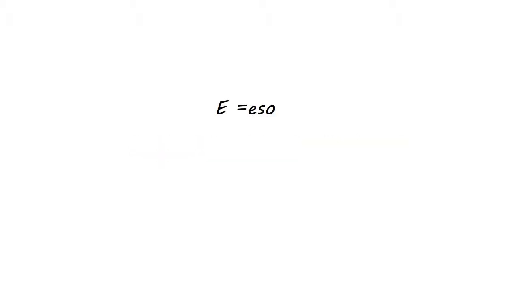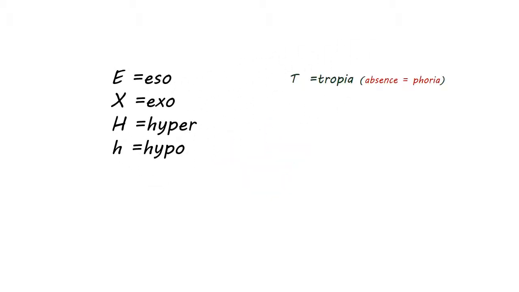Okay, now we'll talk about how to write all this down. Starting with the directions of deviation: capital E for ESO, capital X for EXO, capital H for hyper, and a small h for hypo. And to distinguish between atropia and aphoria, with atropia you're going to write a capital T, and with aphoria you're not going to write anything. There's just going to be the absence of the T.